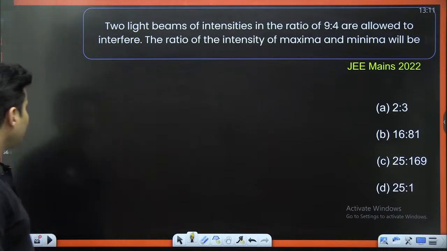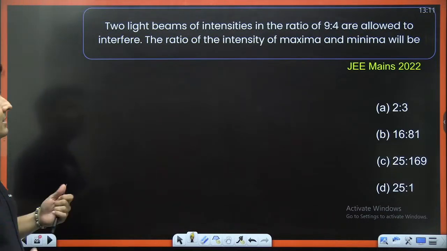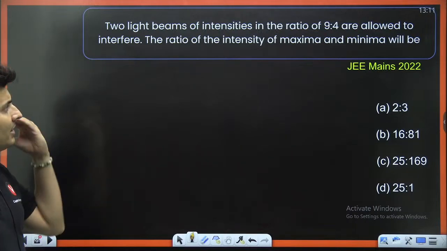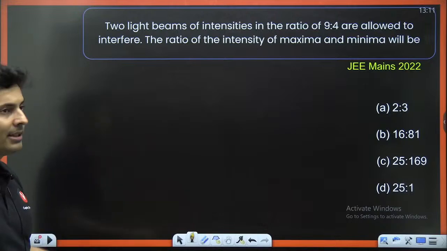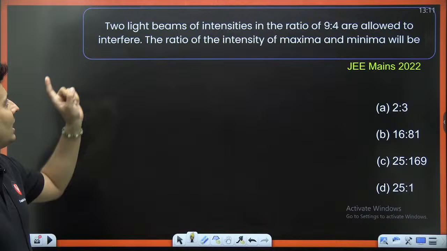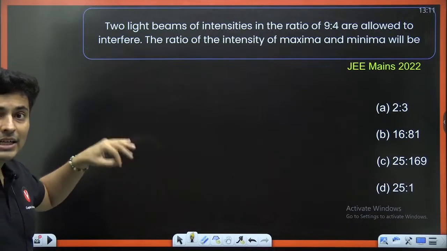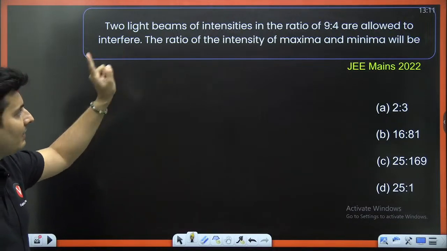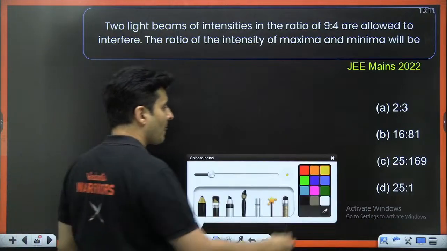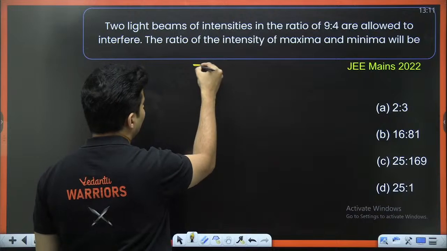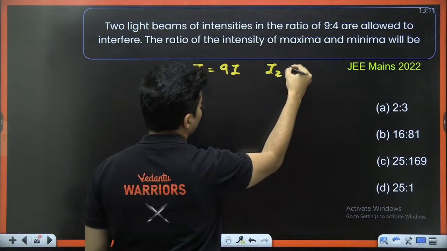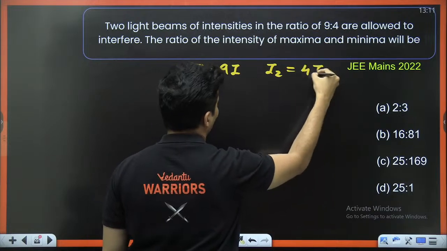Two beams of intensities in the ratio 9:4 are allowed to interfere. The ratio of the intensity of maxima and minima will be? Intensities of the lights which are interfering are given, the I1 to I2 ratio is given. What is the ratio of maxima and minima? Imagine one of the lights' intensity is 9I. The other light's intensity will then be 4I.